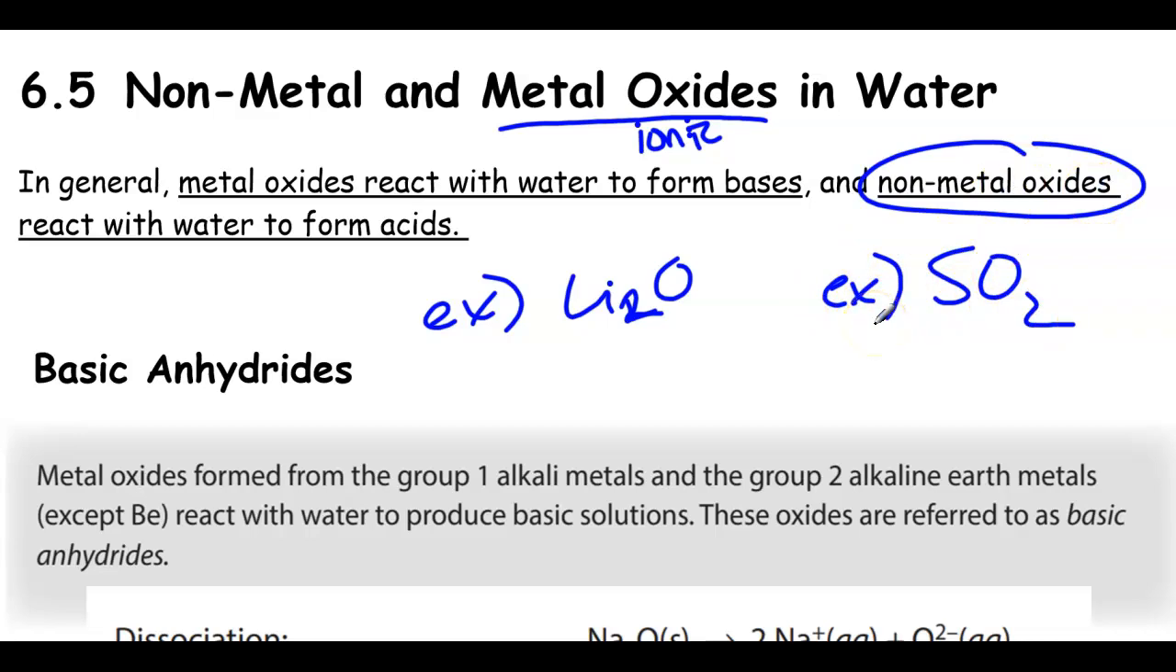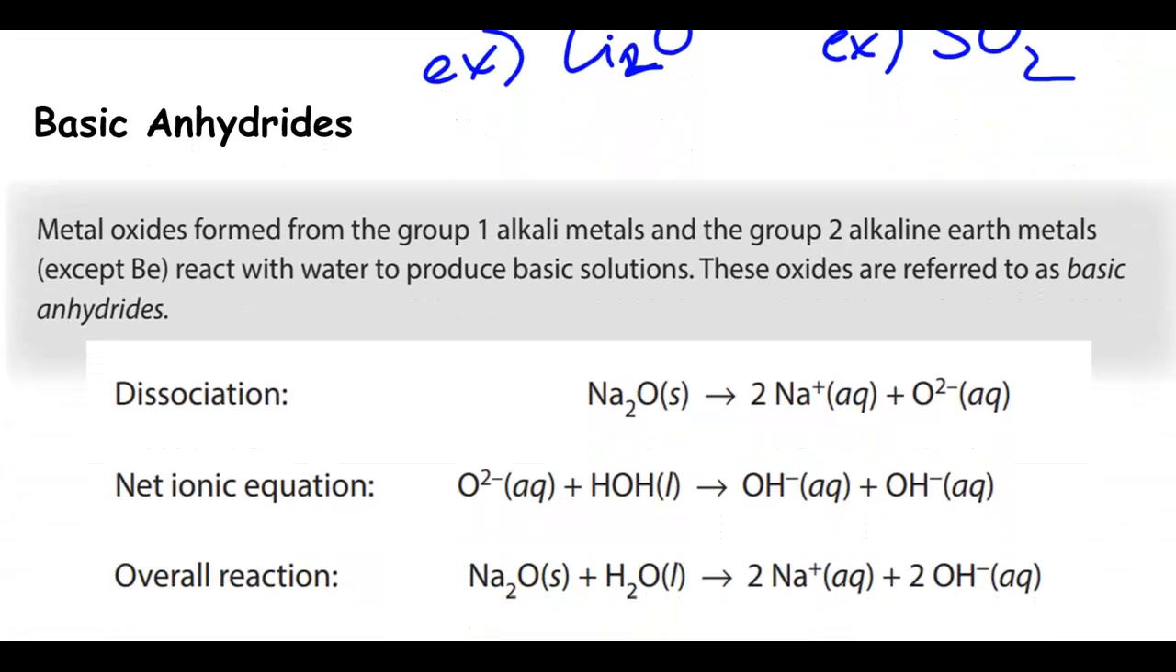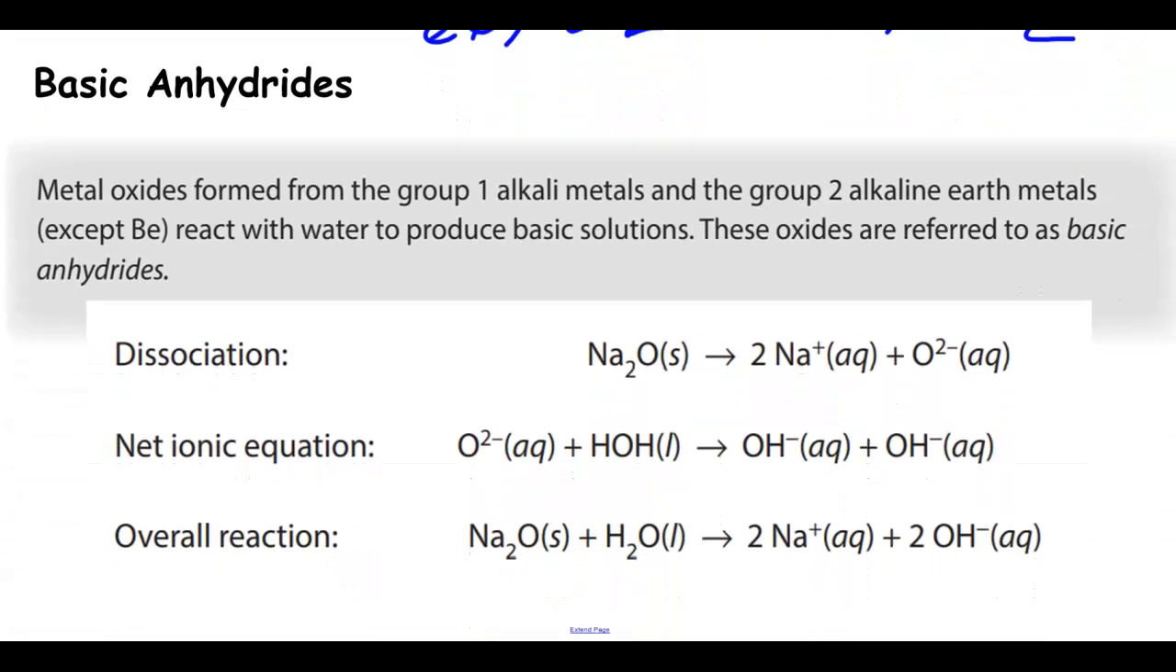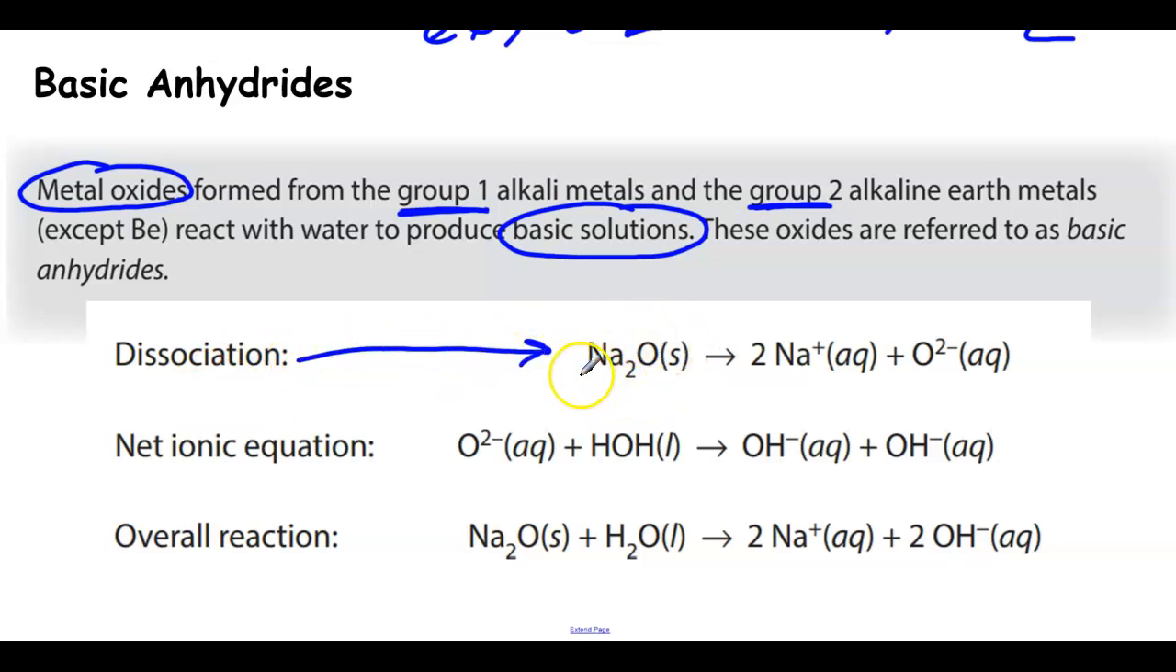Okay, so let's take a look at what happens when we have the different substances reacting with water. So a basic anhydride. Metal oxides, especially those with a metal from group 1 or group 2, so the alkali metal and the alkaline earth metal family, except beryllium, will react with water to produce a basic solution. So when that compound dissociates in water, here's an example of dissociation again, it's basically where you have the ionic compound dissolving, forming the ions.